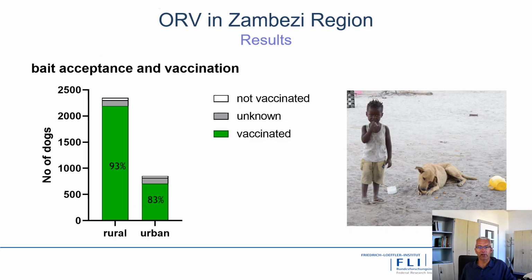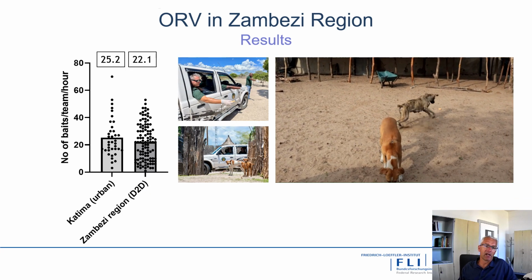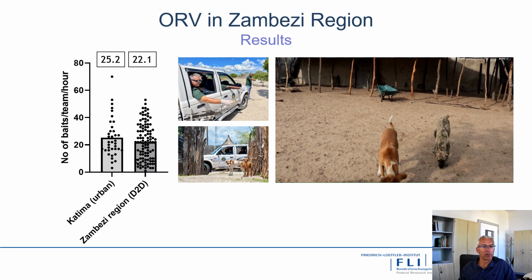So the result was very promising. We had 93% bait acceptance in rural areas and 83% in urban areas. In urban areas, dogs were a little bit more scared of us driving around in this area and approaching them with baits. In rural areas, they were much more fond of these baits and were seeing that as a proper food. You see here on the left-hand side the effectiveness of our method.